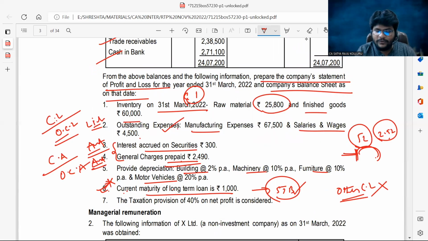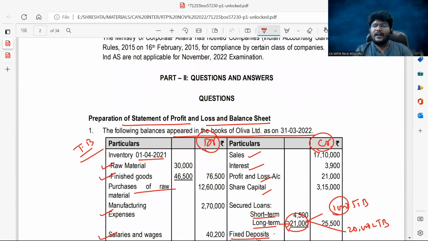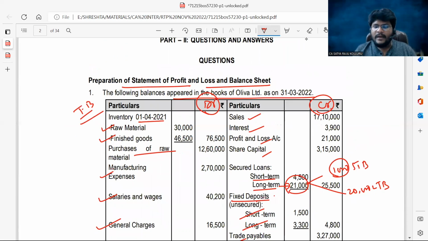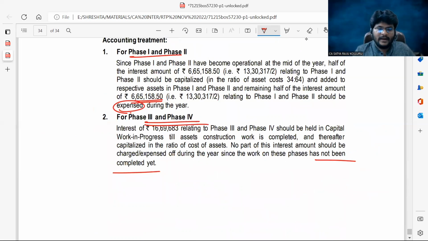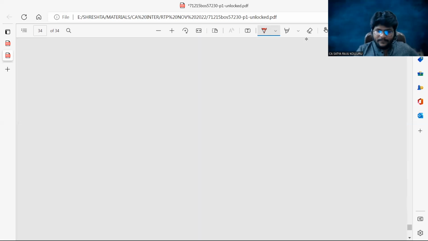The taxation provision of 40% of the net profit is considered. If you know PBT, then 40% is the provision for tax. Fine, guys. This is all the information. Then I need to prepare the statement of P&L as well as the balance sheet. You know the format of the statement of P&L. You can start with revenue from operations. Revenue from operations means sales, which are 17,10,000. I'll open the answer simultaneously.